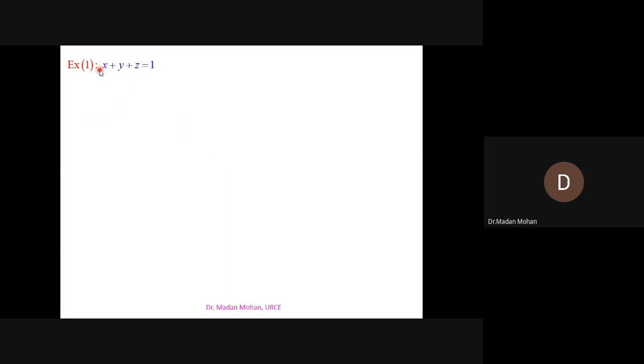Now come to here. x plus y plus z equal to 1 represents a plane equation in 3D. I will come to the dimensions later after this slide. I am taking another linear equation, 2x plus 2y plus 2z equal to 5. Now, I have taken a linear system which contains two equations. Both are planes.